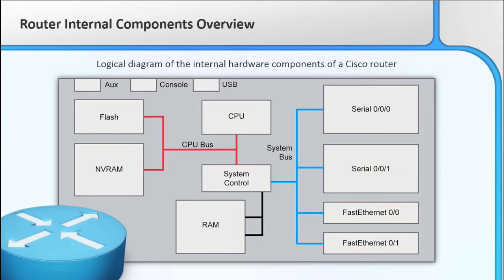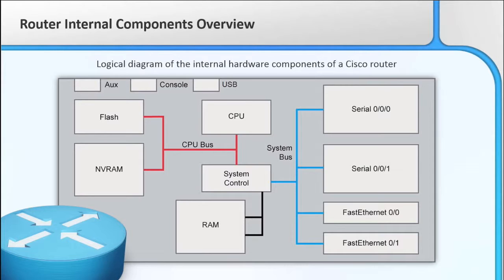That's then going to be able to communicate with some of the other mechanisms within our router, such as our CPU and our system control, which gives us the ability to communicate with our serial connections and our fast Ethernet connections. Earlier in your CCNA studies, you probably talked a lot about things like your console port. You're going to be using that for your initial configuration.